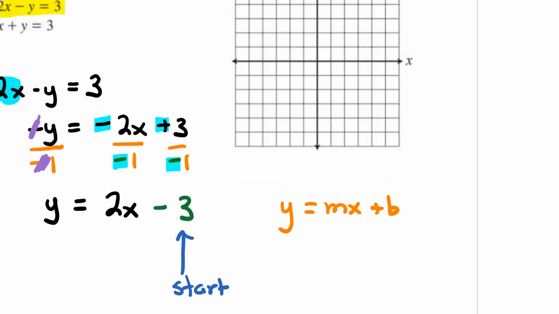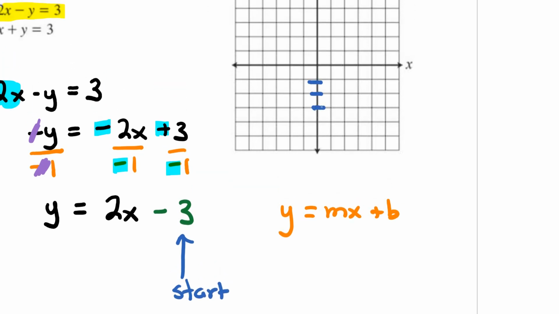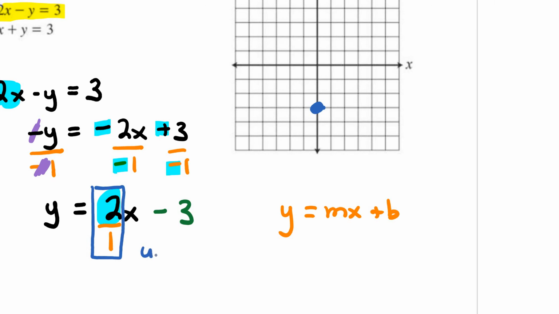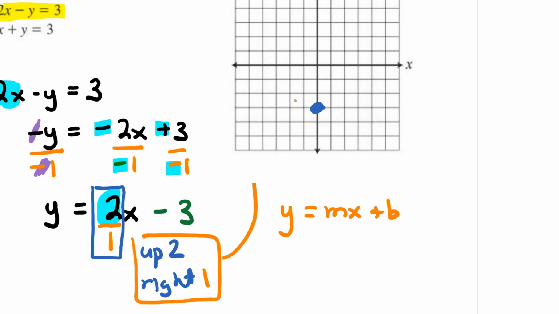So negative 3. On my graph, that's over here, 1, 2, 3. So that's your starting point there, negative 3. And then from there, I would take a look at your m value, which is 2. Now this is really 2 over 1. When you're looking at 2 over 1, that means you're going up 2 and right 1. So over here, you're going up 2 and right 1. So up 2, so 1, 2, and over 1.